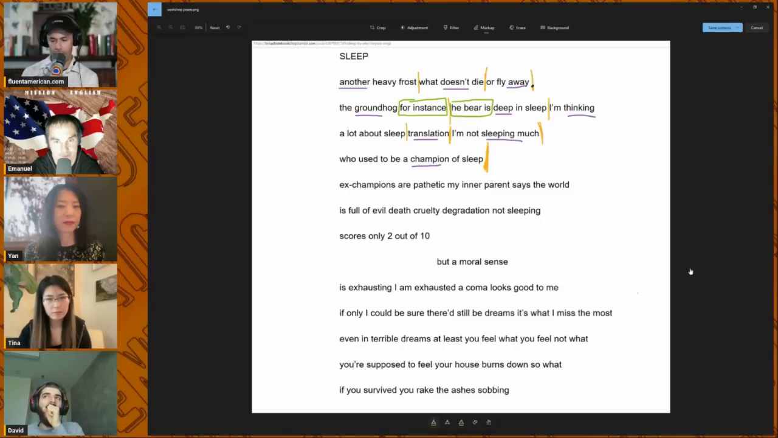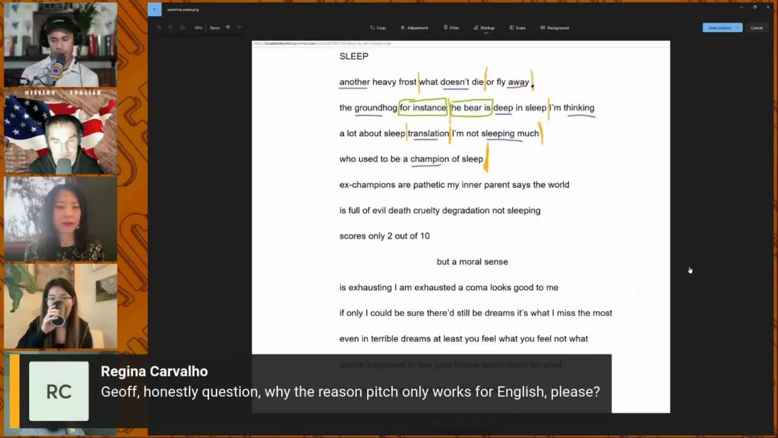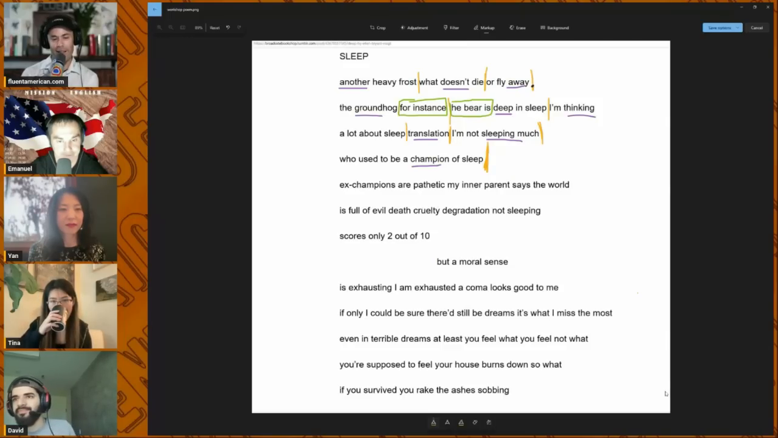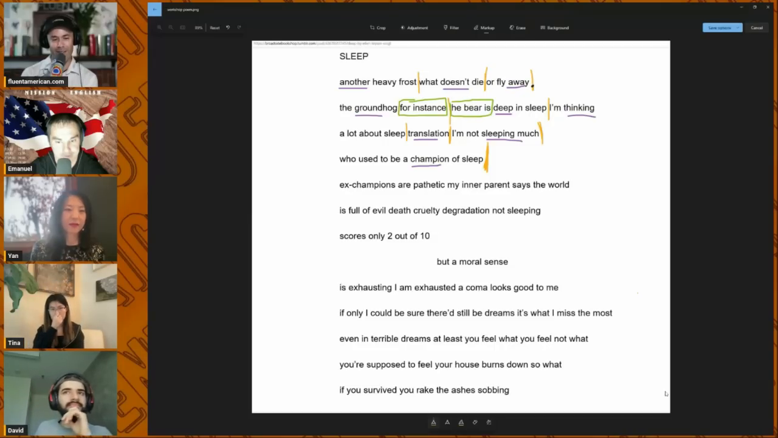Let me bounce to Higina's question just about pitch. Why the reason pitch only works for English, please? It doesn't work for, how do I put this? All of our languages have pitch, okay? It's not like English is the only language that has pitch. It's not like English is the only language where we change pitches in the middle of a sentence, okay? To be clear, all of our languages do this.